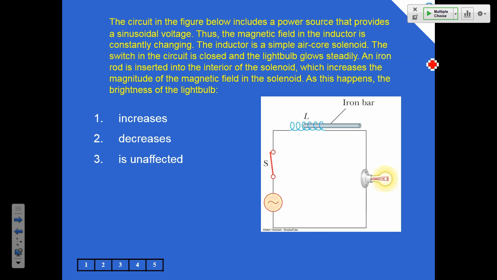All right, so as the energy of this goes up, the energy of this has to go down. I think that's probably the best way to think about it. If I insert the iron bar, that increases the energy held by the inductor, and it's going to decrease the energy held by the light bulb.